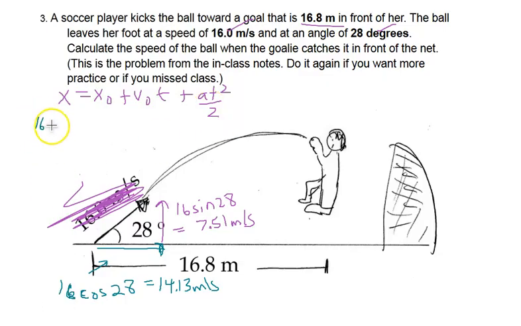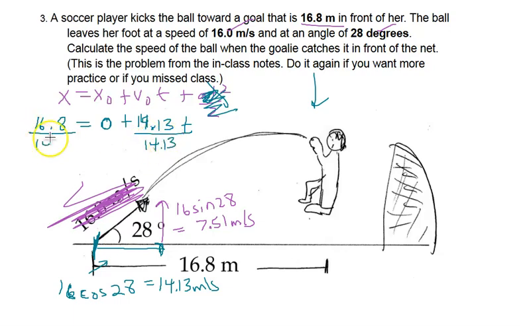It went 16.8 meters. It started at 0. It didn't have a head start. It started with a horizontal speed of 14.13. And there's no forces left and right. Gravity's only pulling it down. So that's 0. So divide both sides by 14.13. And you get a time of 1.19 seconds. That's here.